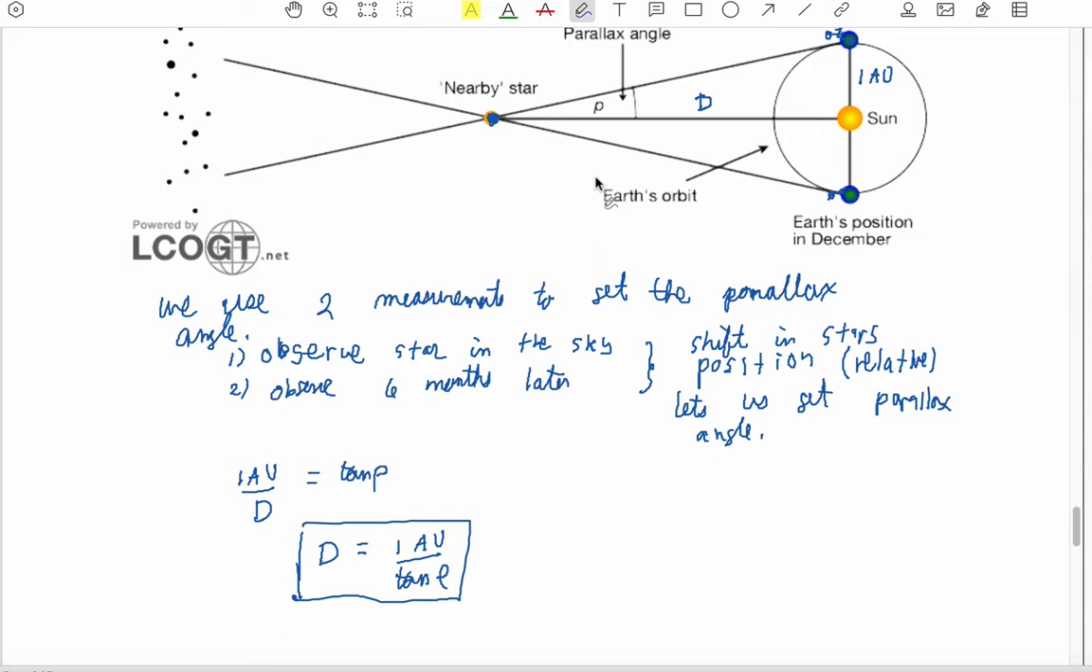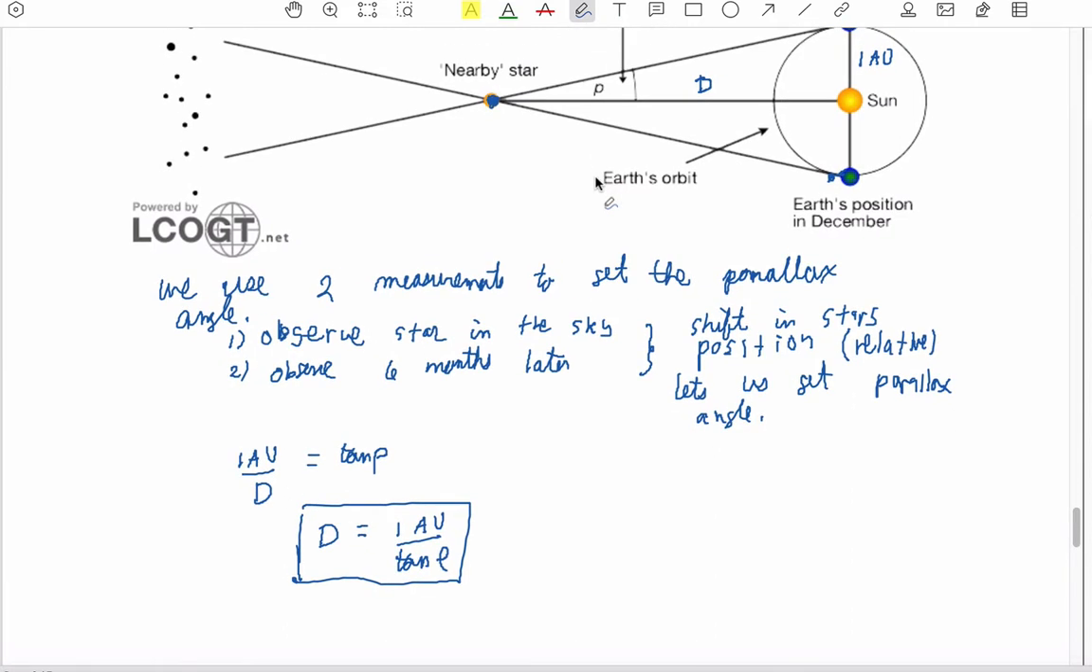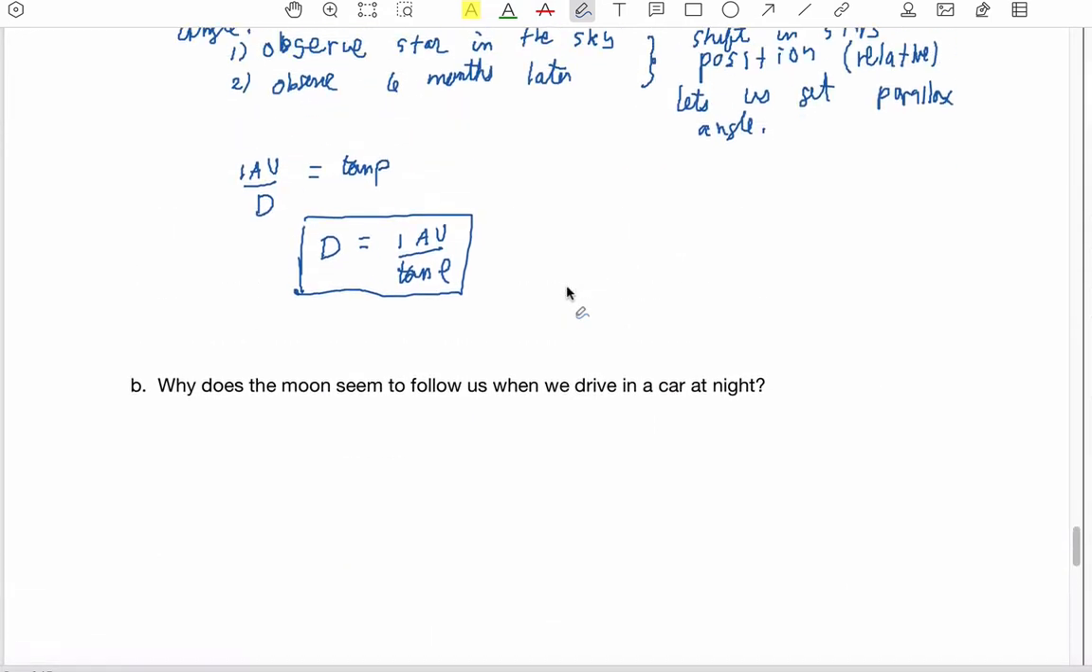So again, this is going to be a couple of points of extra credit. It's not something that I would hold you to. So this is the first part of the extra credit. And the second part is, why does the moon seem to follow us when we drive a car at night?